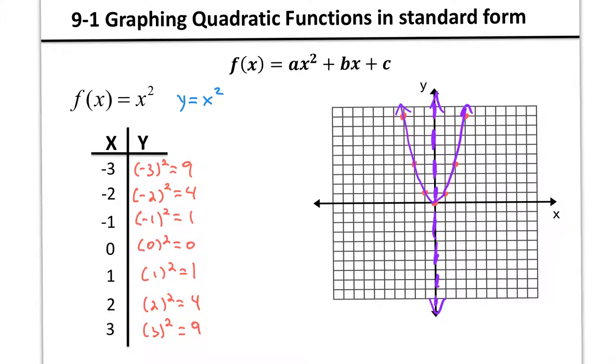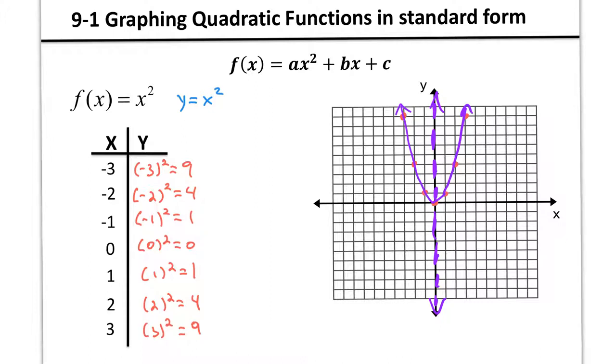If you are able to fold that parabola through the dashed line, this is going to be on top of this part of the graph. So we say that it's symmetrical. Something that is symmetric means that the left side equals the right side when you cut it in half. That dashed line has a name, and the name is axis of symmetry.